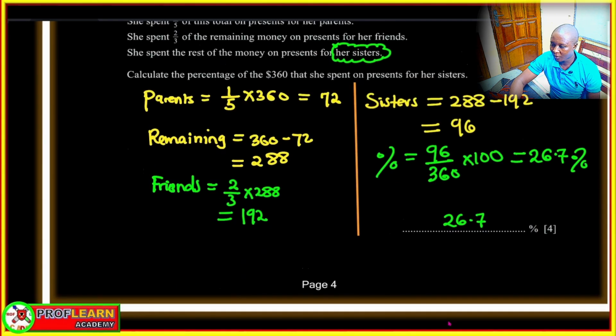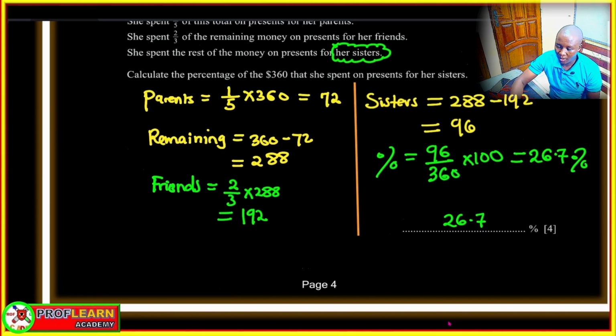We've gotten here, if you work it out, you shall get 26.7%. So I want to move further and try to see how we can work out questions to do with ratios. And that is the last part of this section, part E.